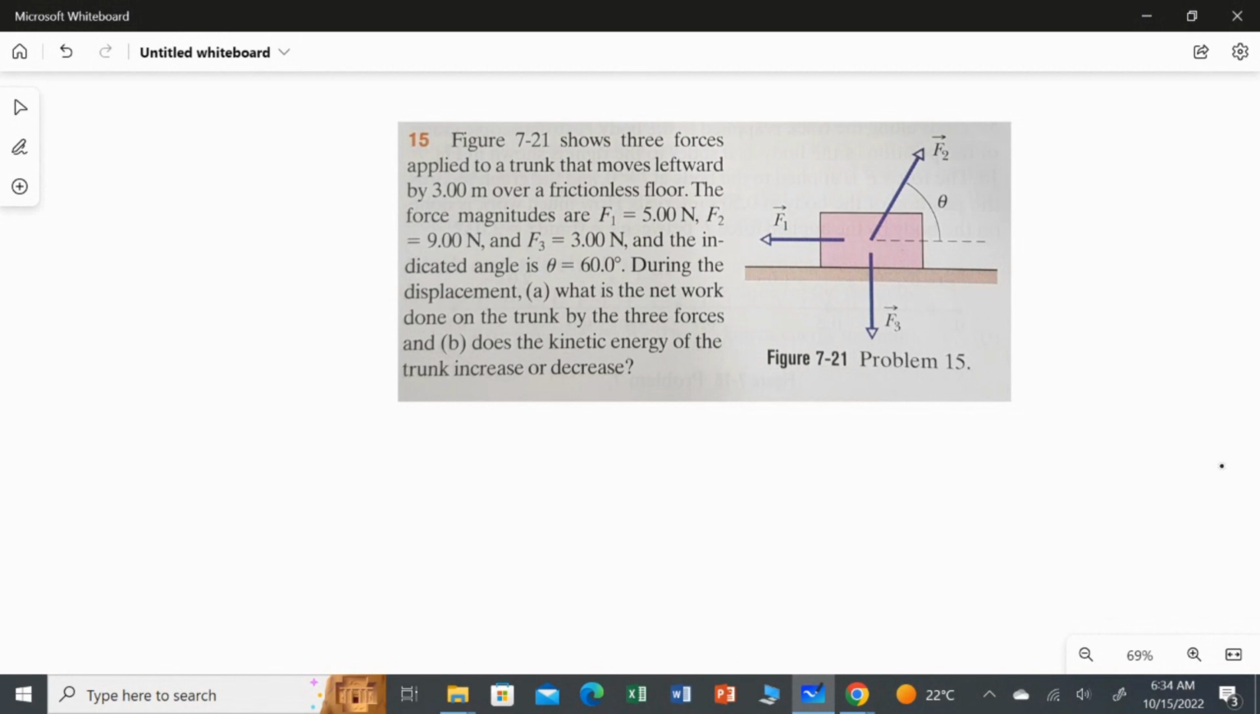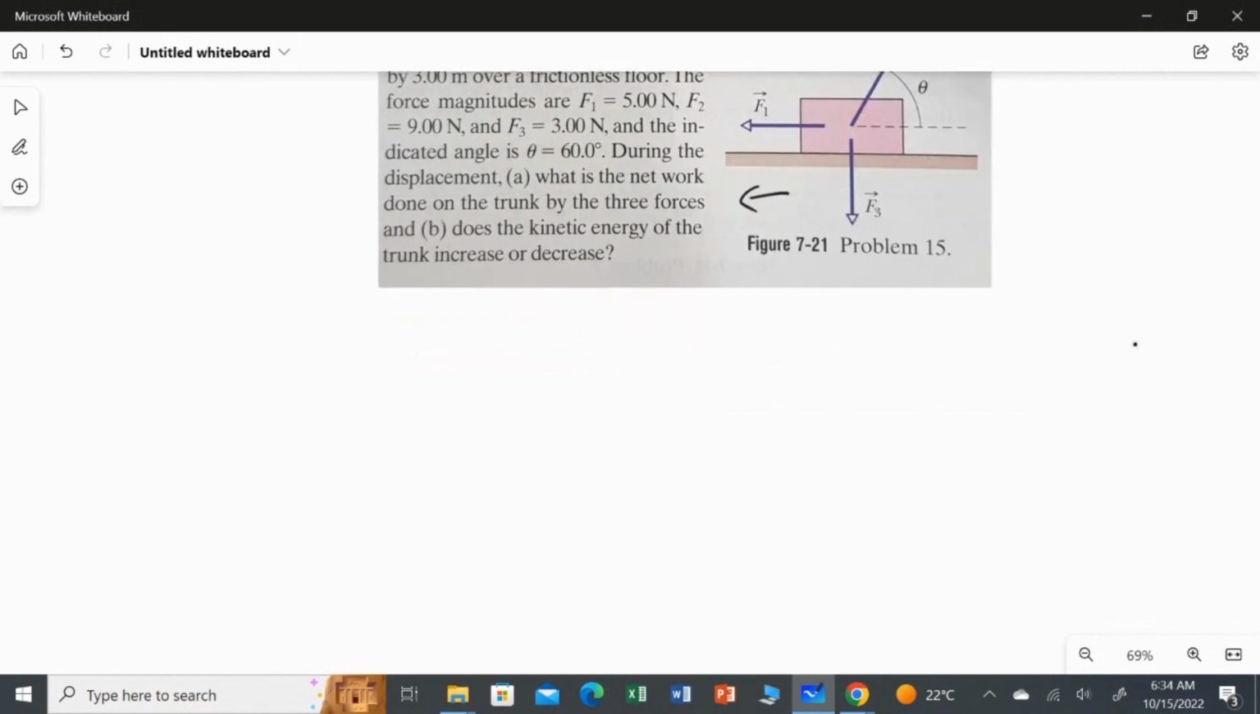The first force has a magnitude of 5 Newton, and the most important thing, after you apply these three forces, in which direction does the object have the displacement? To the left direction. So the object is moving in the left direction. So better I can draw the diagram again, so that I can explain easily. We have a block of material, which is a trunk, and here three forces are acting.